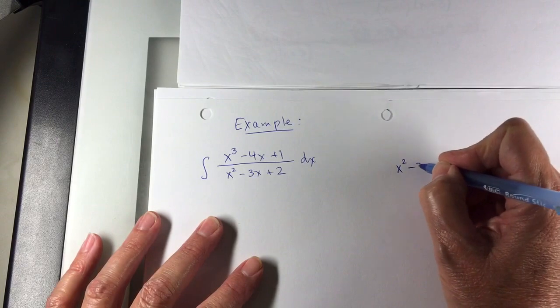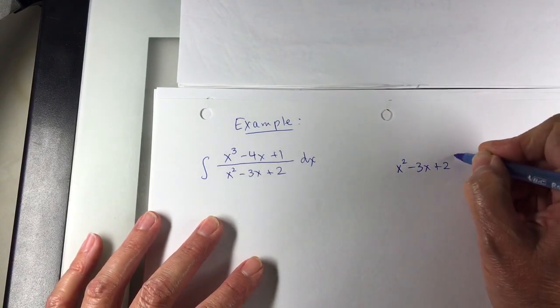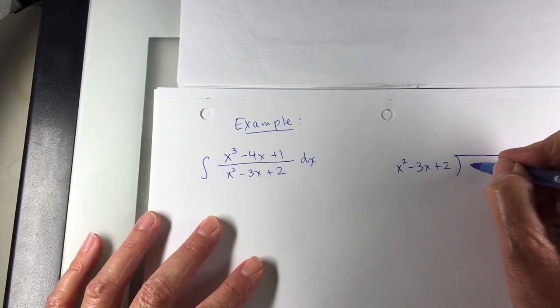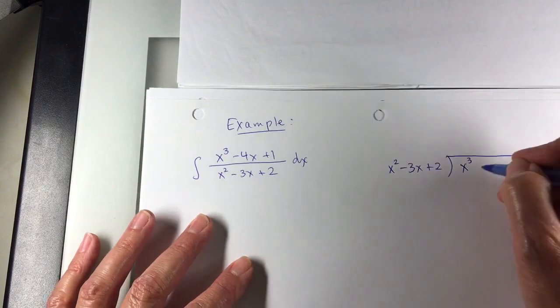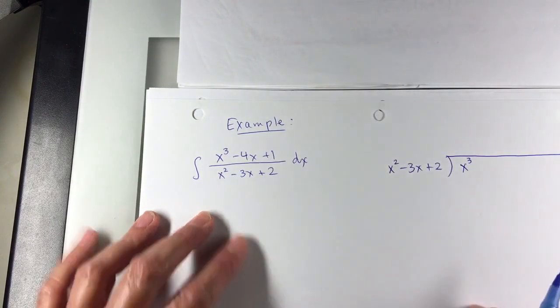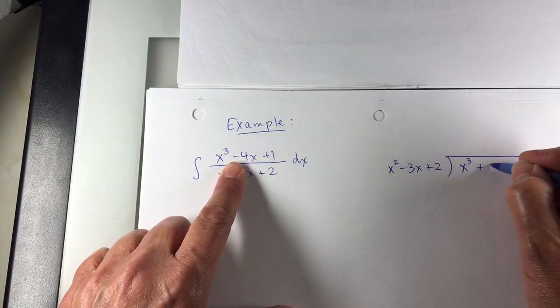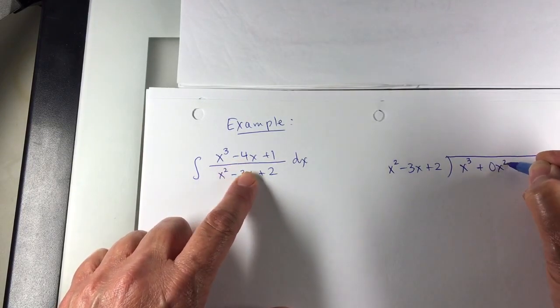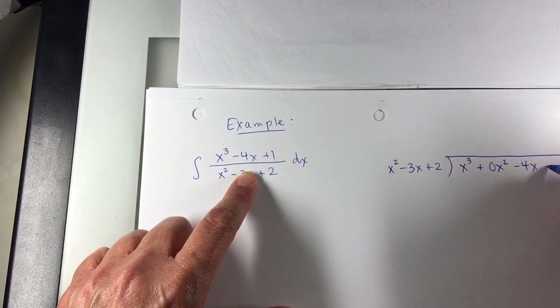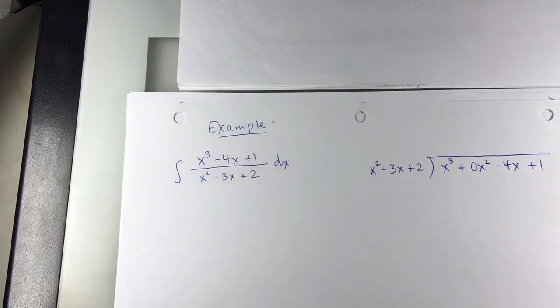x squared minus 3x plus 2 divided into, now you might remember this. If you don't, I'm going to remind you. Look, I'm missing the x squared term. So plus 0x squared, I want to put it in there, minus 4x plus 1.